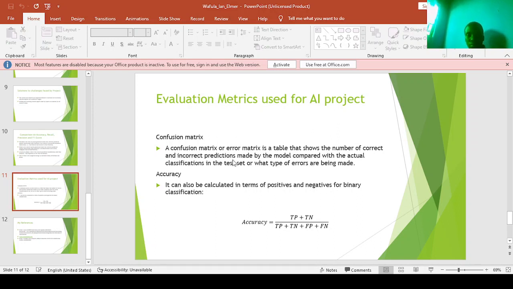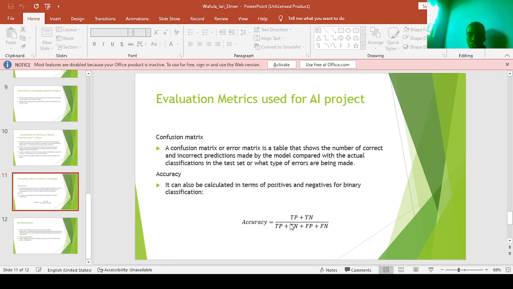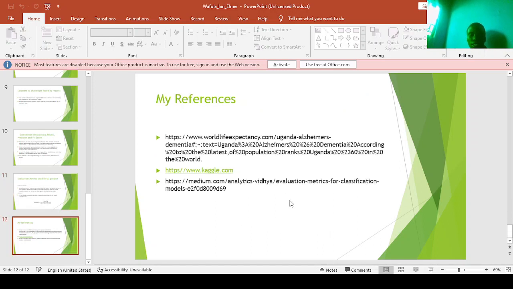So another one is accuracy, which we already defined earlier as a ratio of the correctly predicted classifications to the total data set, and this is the formula that brings about the value for accuracy. And finally, these are some of the references I was able to get my information from.